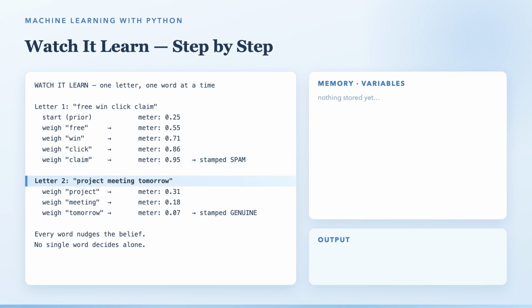If this feels new, that's alright. Rest your eyes on the 2 rows of tags. Spam words push the needle right. Everyday words let it settle left. That is the whole algorithm, performed at the speed of thousands of letters per second.